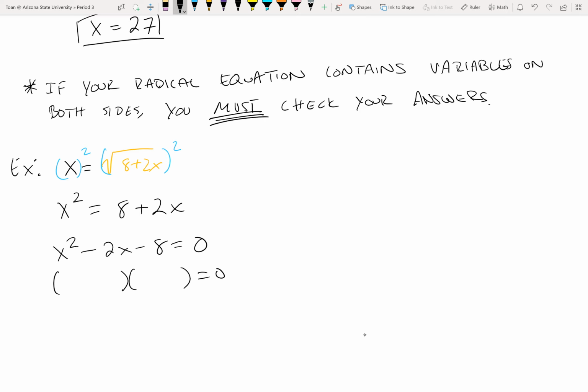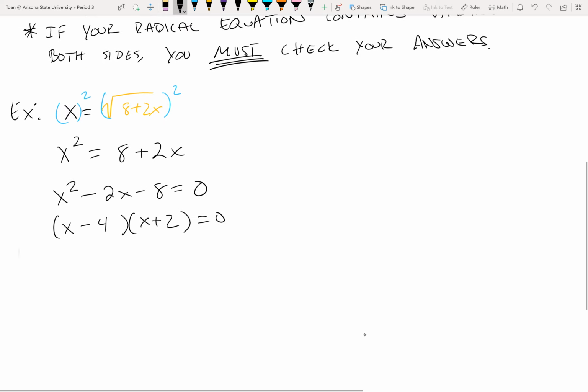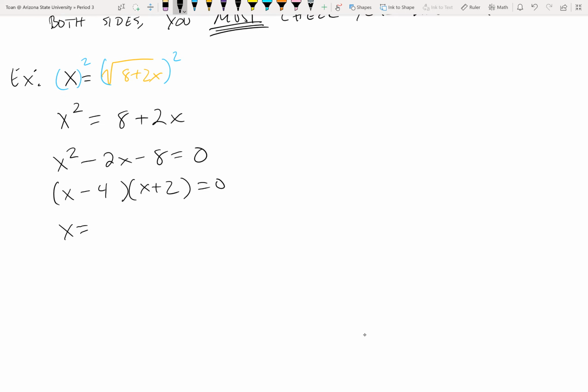Fortunately, this example is factorable. So it's x minus 4, x plus 2 in any order that you want. Applying the zero product property gives us x equals 4 and x equals negative 2. But because my original problem had x's on both sides, we must check. So check x equals 4.